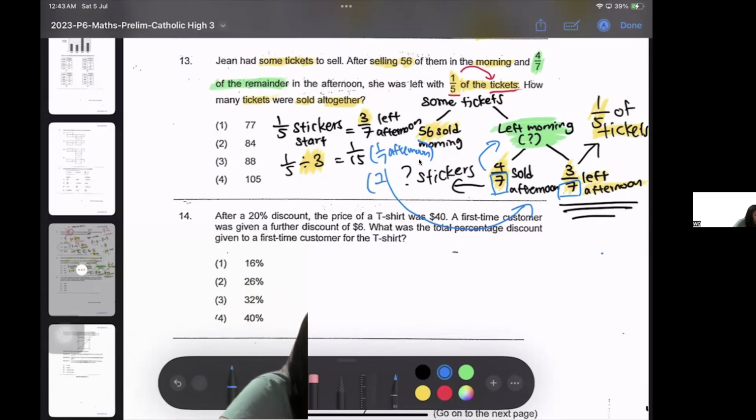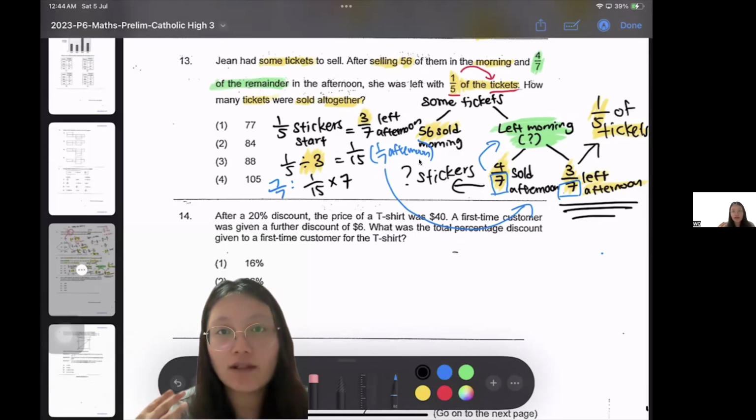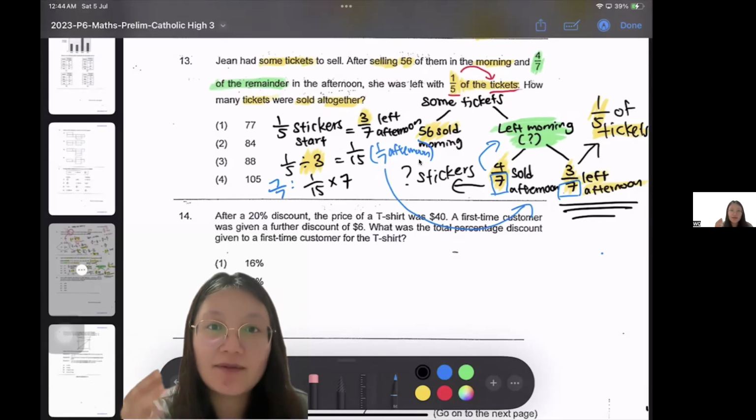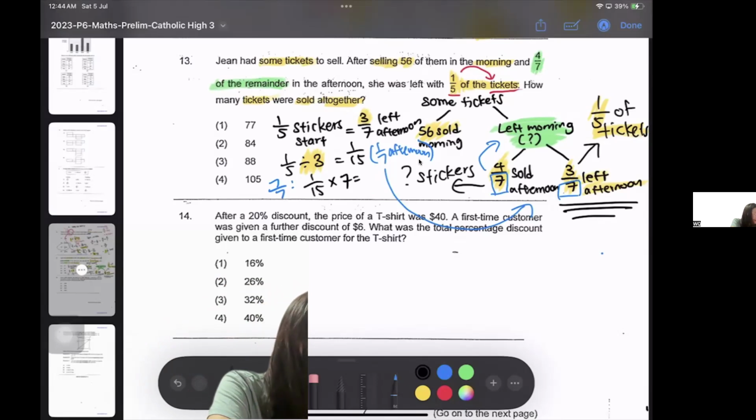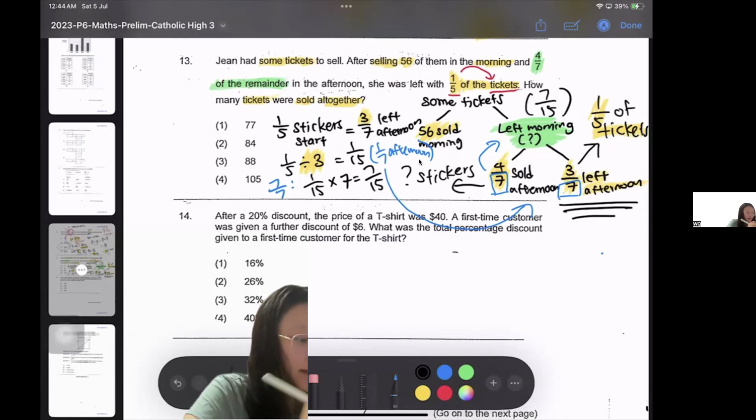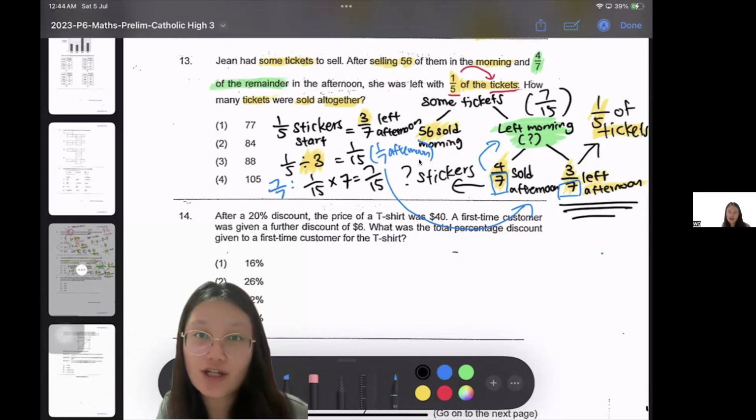So the 7 out of 7, okay, is the same as 1 over 15 times 7, okay? Because 1 out of 7 is 1 out of 15. So 7 out of 7 is 1/15 times 7. So that is 7 out of 15. So your 7 out of 15 will be your left morning, okay? So now you have your left morning fraction, which is 7 out of 15.